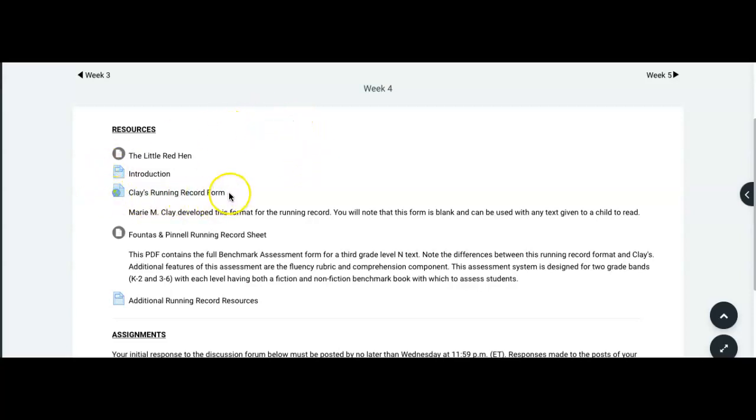Here is Clay's blank running record form. It's blank because she found that it's much easier to take a running record on a blank sheet of paper because you never know where you're going to be and when you want to take a running record. There are some forms such as Fountas and Pinnell that have the text pre-printed on it, which is fine, but you're not always going to have that for every text you take a running record on. It also limits the space that you have to write observations on.